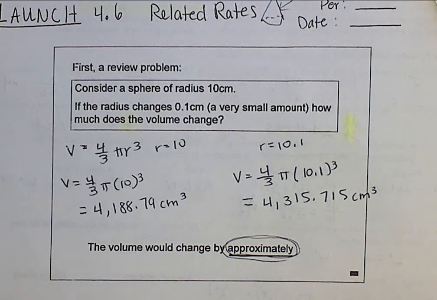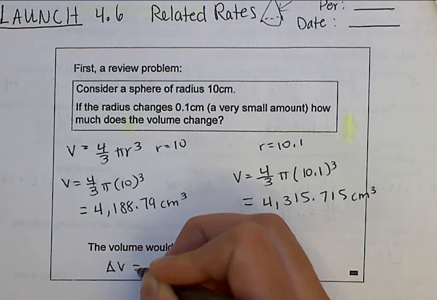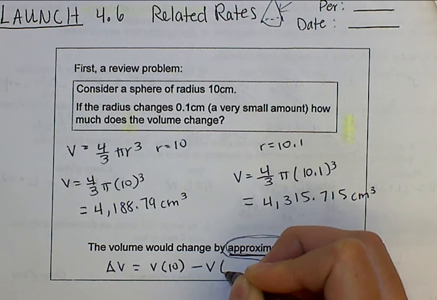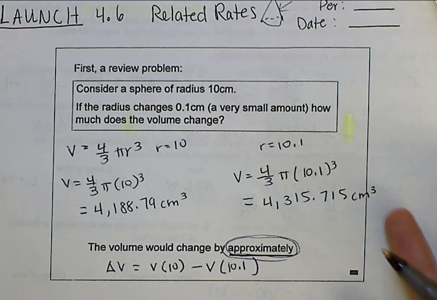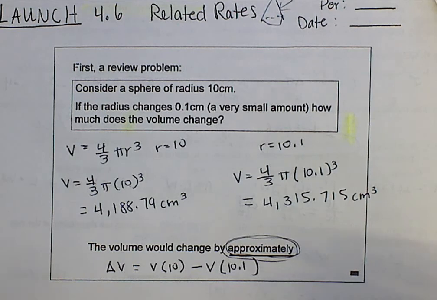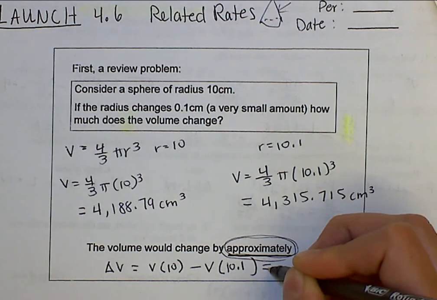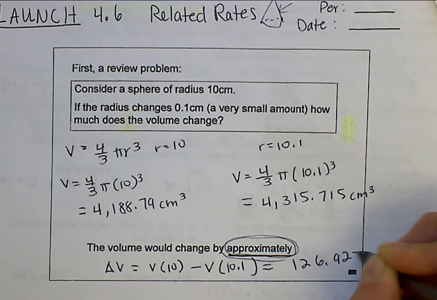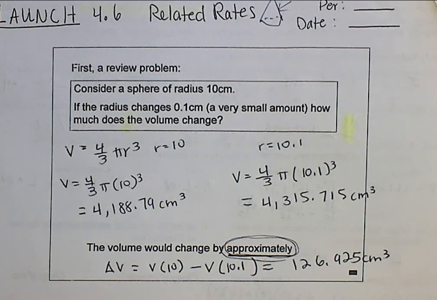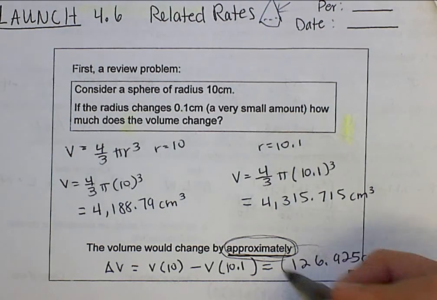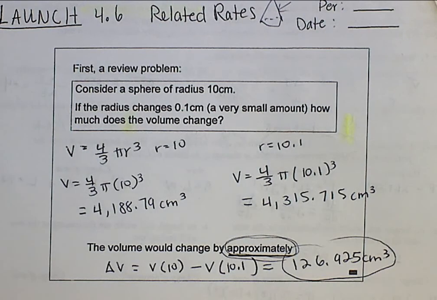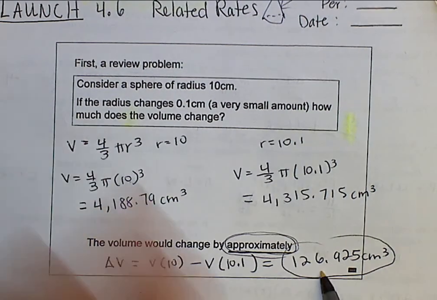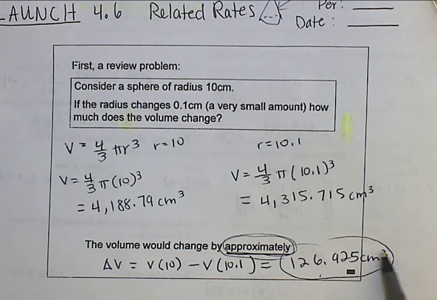So the change in volume would be the difference between the volume when we plugged in 10 and 10.1. So subtracting those two values, or finding the difference between them, we get that it changes by 126.925 centimeters cubed. So this is how much the volume has changed by. Okay. So just changing 0.1 of a centimeter, the volume changed quite a bit. This is an approximation though.